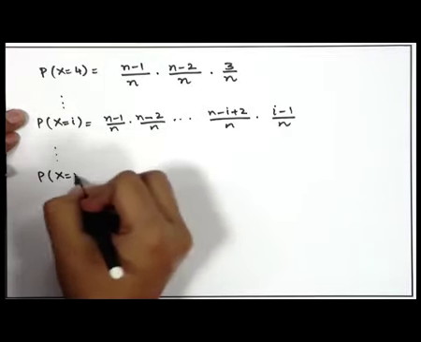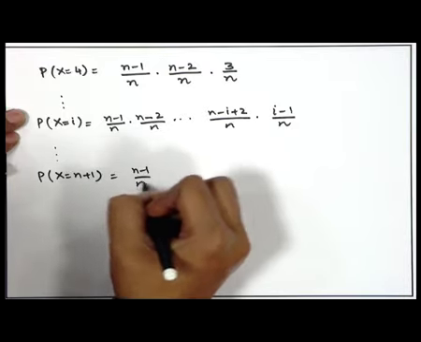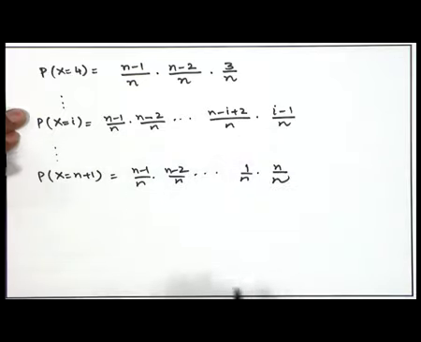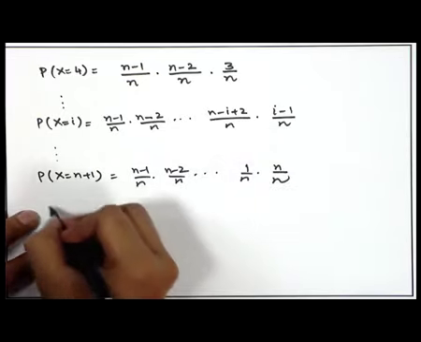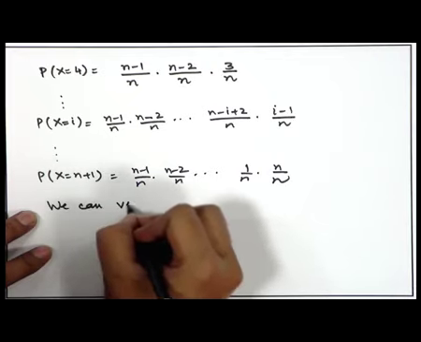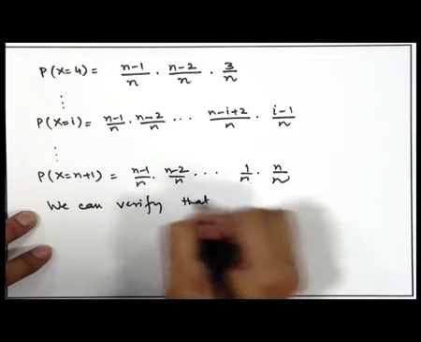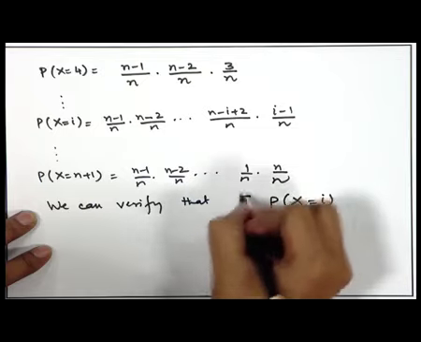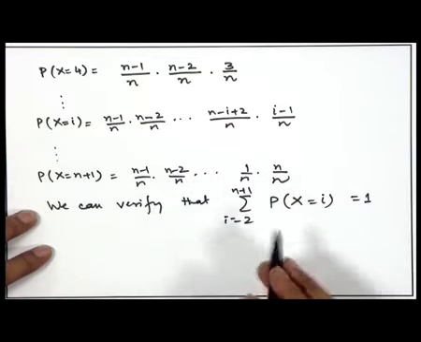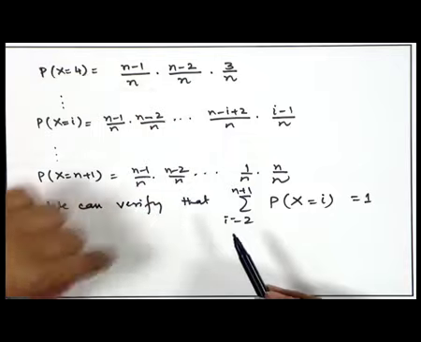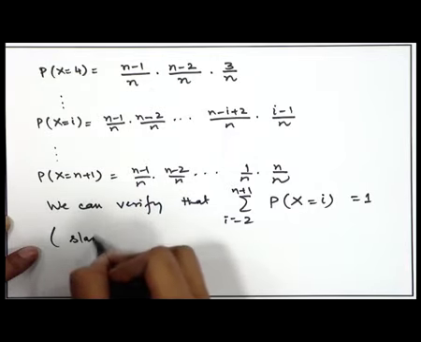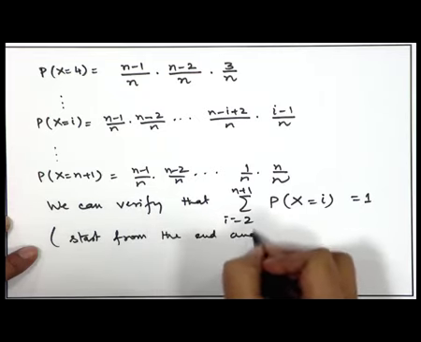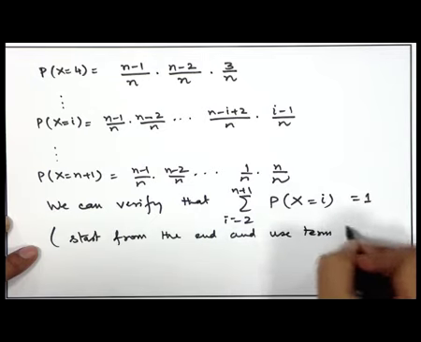What is the probability x equal to n plus 1? That is n minus 1 by n, n minus 2 by n, and so on up to 1 by n, finally n by n. We can verify that the sum of probability x is equal to i, for i from 2 to n plus 1, is 1. So, actually for checking that you have to use the backward summation. Start from the end and use term by term sum.